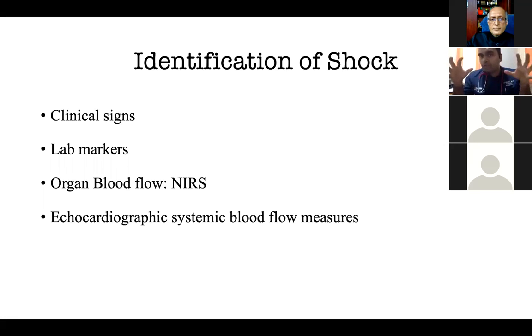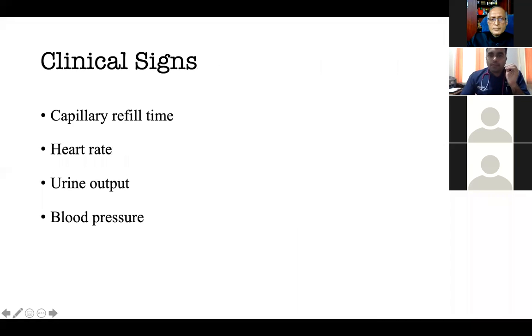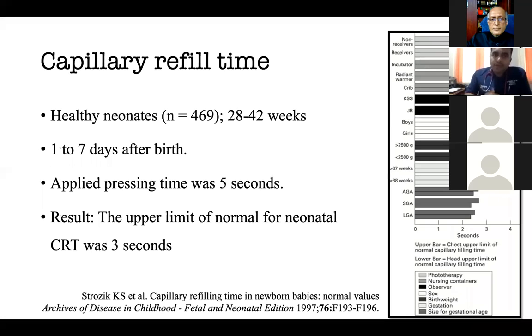So you have a set of clinical signs. Then you have the lab markers to support you. Then you have NIRS, which is an upcoming modality, wherein you can detect the perfusion of the organs, preferably the cerebral circulation. And fourth, you make use of echocardiography also to identify shock. Now, what are the clinical signs? The most important clinical signs which help us to assess shock are your capillary refill time, heart rate, urine output, as well as your blood pressure.